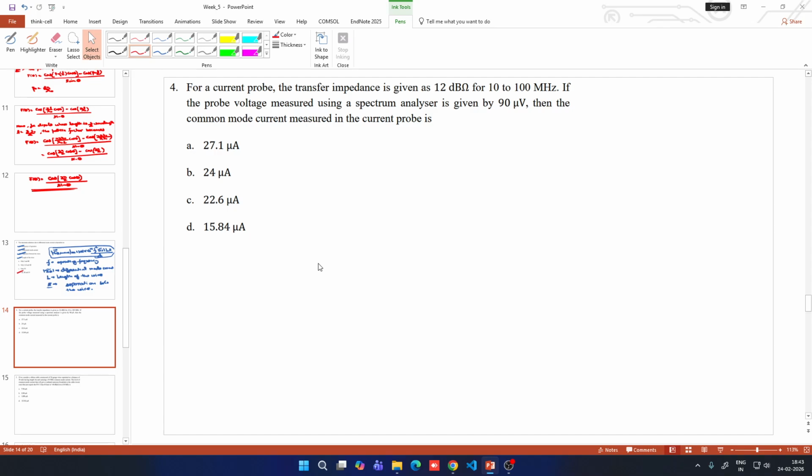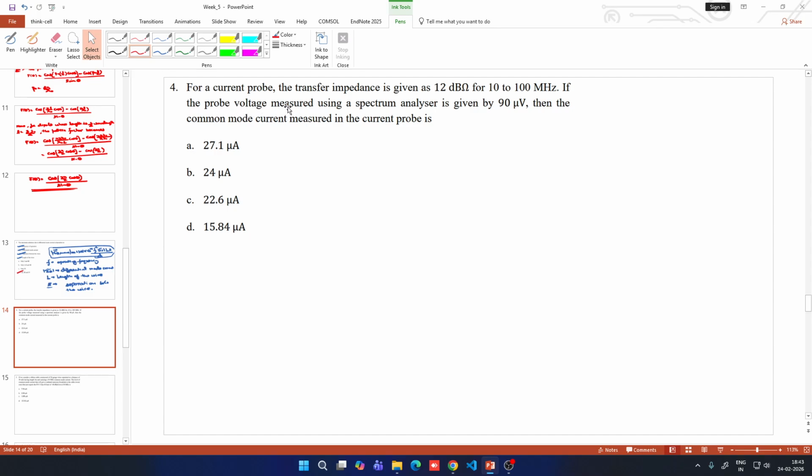So now we will move on to question number 4. For a current probe, the transfer impedance is given as 12 dB ohm for 10 to 100 megahertz. So for a current probe, the transfer impedance depends on the frequency range, and for this particular current probe it is given as 12 dB ohm for 10 to 100 megahertz.